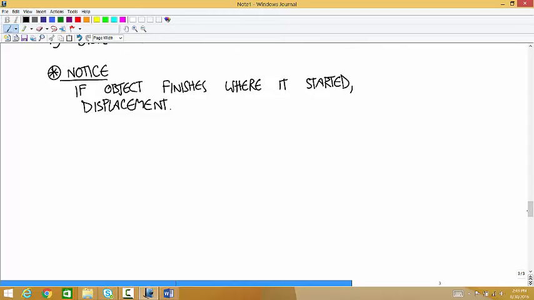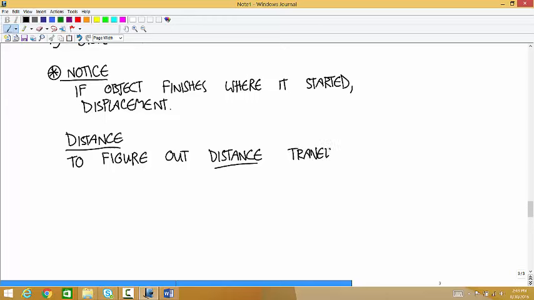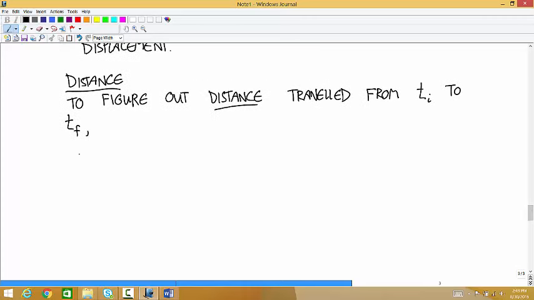Okay, so now what about distance? How does this relate to distance? To figure out the distance traveled from a time t initial to a time t final, plot the motion on a number line.